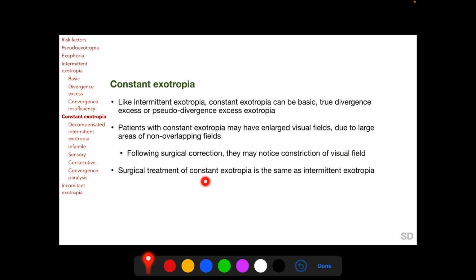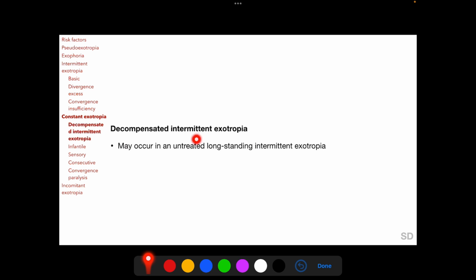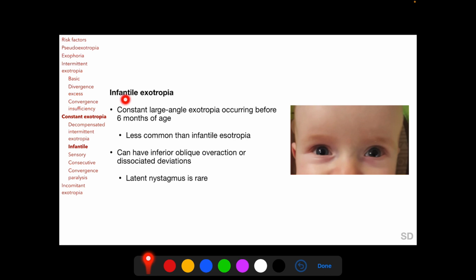Surgical treatment of constant exotropia is same as the surgical treatment of intermittent exotropia, including the surgical dosage. An intermittent exotropia may decompensate into a constant exotropia, and this can occur in an untreated long-standing intermittent exotropia. Infantile exotropia is a constant large angle exotropia occurring before 6 months of age. So this figure is the same as in infantile esotropia. However, infantile exotropia is much less common than infantile esotropia.